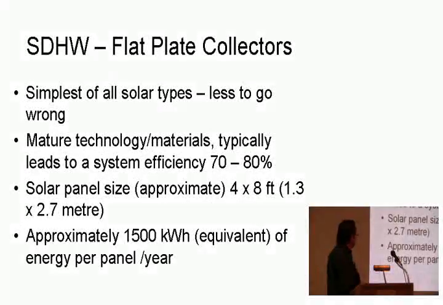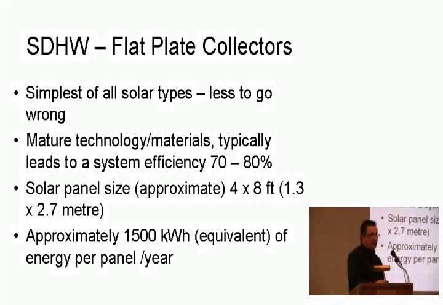So the flat plate are the simplest of all the solar types. It's a mature technology, and the system efficiency generally is about 70 to 80%. That's the approximate size of most of the panels that are out there, a 4 foot by 8 foot. And each one of those panels will produce approximately 1,500 kilowatt hours for a 4 by 8 panel per year, and it varies slightly with the different manufacturers.